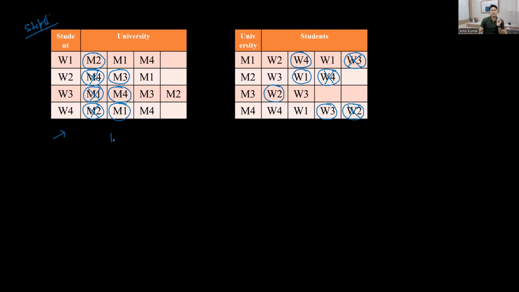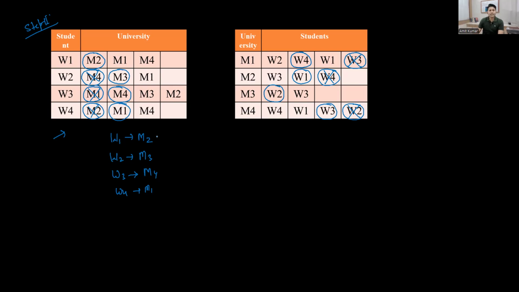Let us see what the preference we get. W1 is settled with M2. W2 is settled with M3. W3 is settled with M4. And W4 is settled with M1. So we find matching from both the sides. Now we'll say whether the problem is stable or not after comparing the matching on both sides.